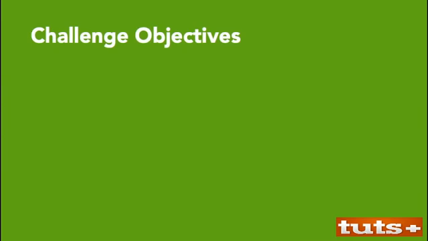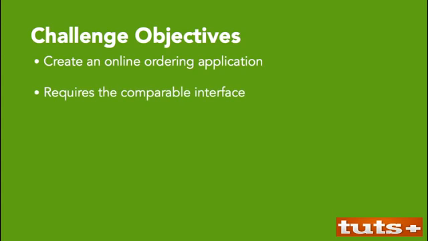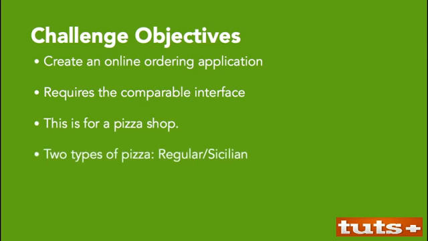Are you ready for the next challenge? In this challenge, I've tried to include several of the concepts we reviewed in this section. We've been contacted by a friend who owns a pizza shop. She wants an application that supports online ordering. After talking to the owner, we decided to create the following: a Pizza class that implements the Comparable interface. Again, this is for a pizza shop, and this particular pizza shop offers two types of pizza, regular and Sicilian. The regular is circular, but the Sicilian is formed in the shape of a rectangle.